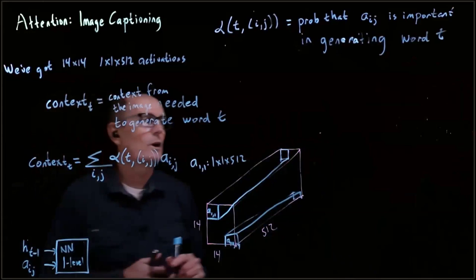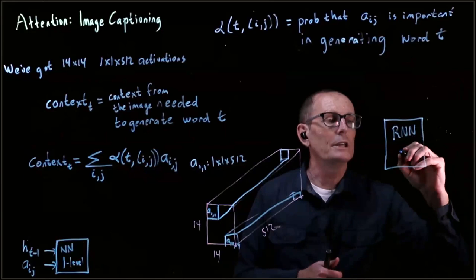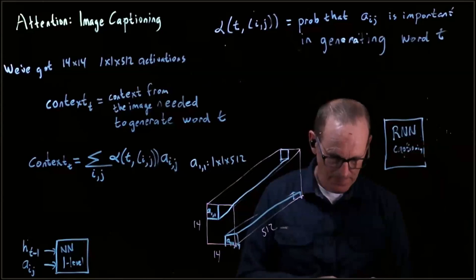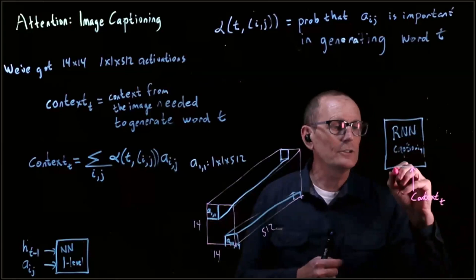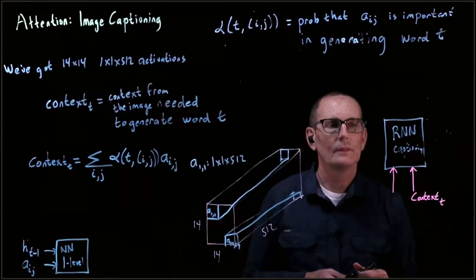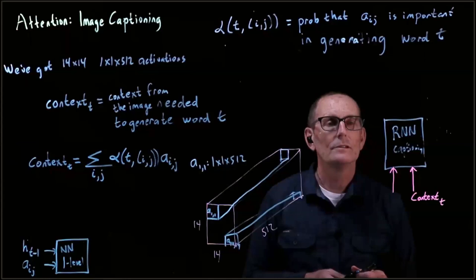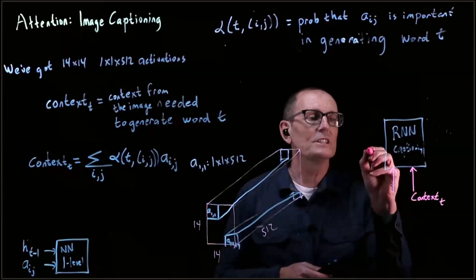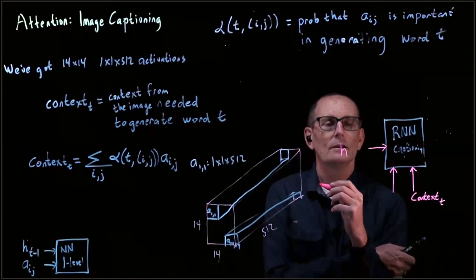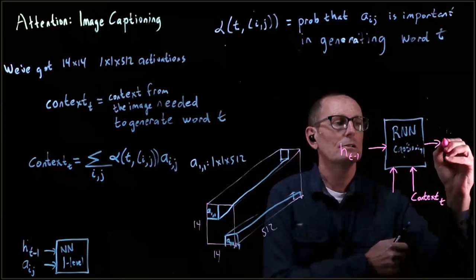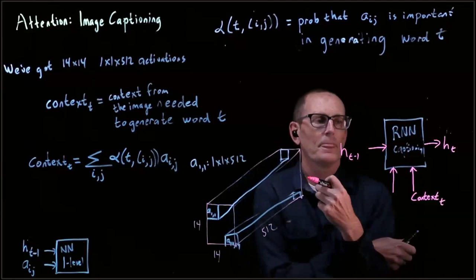We have an RNN. Our RNN is our captioning RNN. Our captioning RNN gets fed in context T and also gets fed in, what else does it get fed in? Does it also get fed in the previous hidden state? Okay, so the previous hidden state is going to be coming in here. So that's going to be, let's call it, H sub t minus 1. Agreed. And it's going to be spitting out A sub t. Yep. And if it's an LSTM, there's also a C that's going along with it, but let's ignore that for now. And then what else does it get as input?